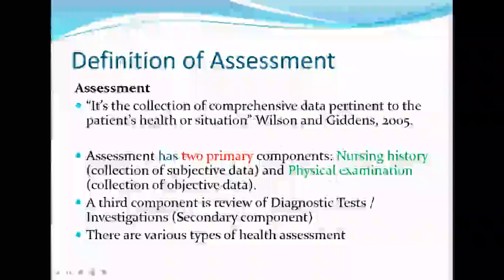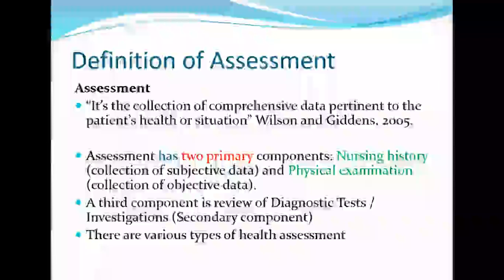The first one is known as the nursing history. Nursing history is basically the collection of subjective data, because as you collect history, the patient will tell you how they are feeling. Those are symptoms, and that is subjective data. The second primary component of assessment is the physical examination, which involves collection of objective data. So these are the two primary components of assessment: the history, and the physical examination.